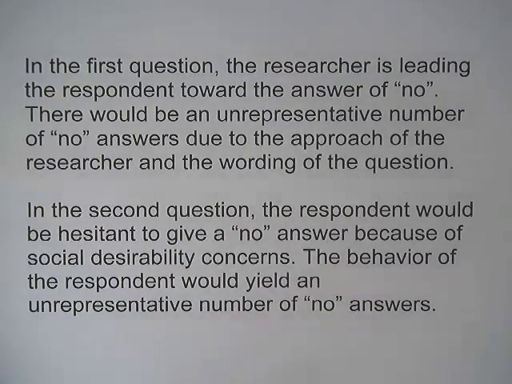All right, and then in the second question, remember, the second question was, do you believe that women and men should receive the same pay rate for doing the same job? The respondent would be hesitant to give an answer of no because of social desirability concerns. Being opposed to gender equality is sometimes socially undesirable. So perhaps they wouldn't give their own correct view just because they don't want to be looked at as somebody who doesn't support gender equality. So the behavior of the respondent in this case would yield an unrepresentative number of no answers. Again causing response bias.